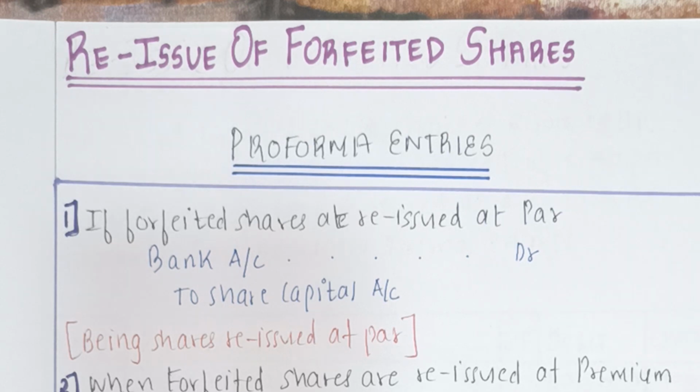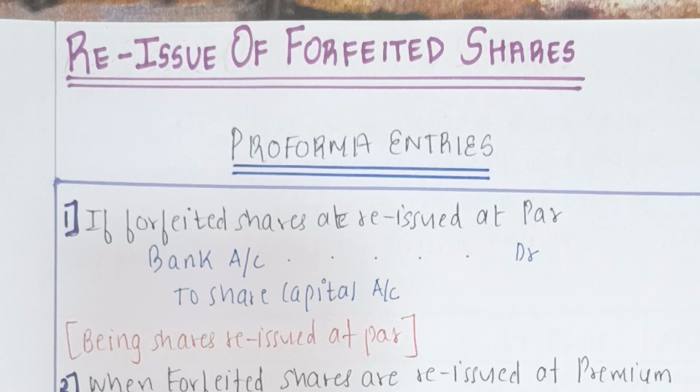In case of reissue of shares, a prospectus is not issued. You have to remember that the first time, we issue a prospectus to the general public, inviting the public to subscribe to the shares of our company. But in case of reissue of shares, we do not issue a prospectus.